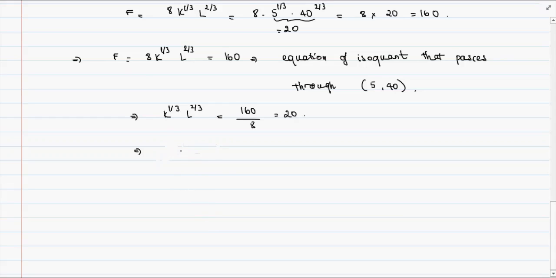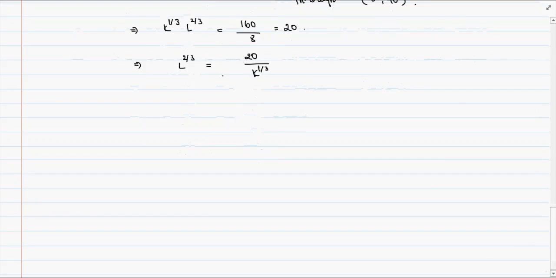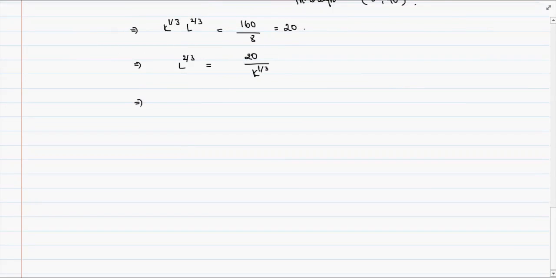What I do is I try to rearrange this first. So L^(2/3) is going to be equal to 20 divided by K^(1/3). Alright, so if now I take the exponential of 3 on both sides of this equation, I get 20 to the power 3 over K^(1/3) to the power 3. Okay, and so therefore this is going to give me L squared, and so 20 to the power 3 is going to be 8,000, divided by K.